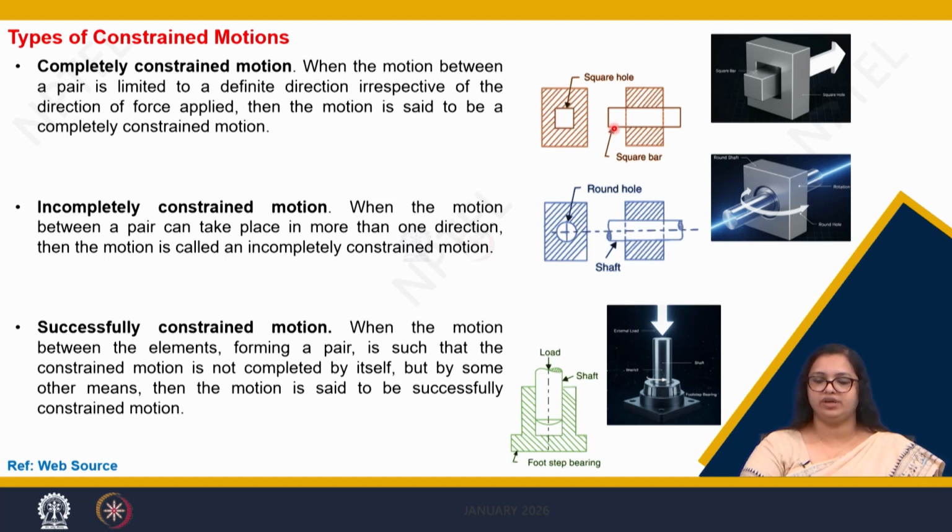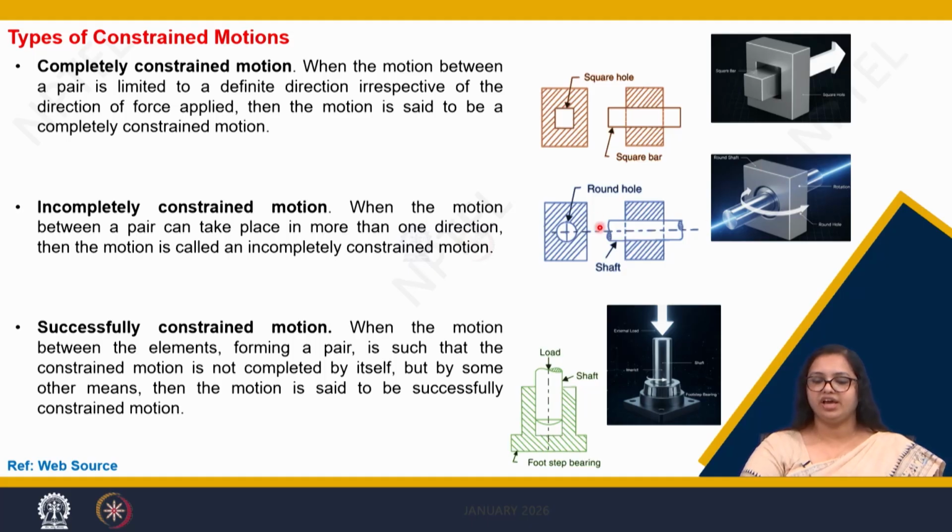Let's say we have a square hole and a square bar. When you push this square bar into the square hole, you can see there is motion in only one direction. It cannot rotate or move in the second and third direction. This kind of motion we call completely constrained motion, where it moves in only one definite direction.